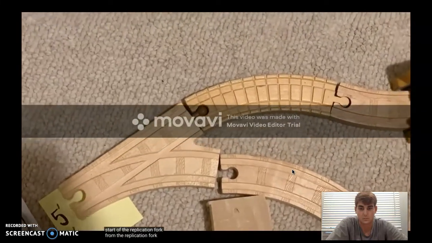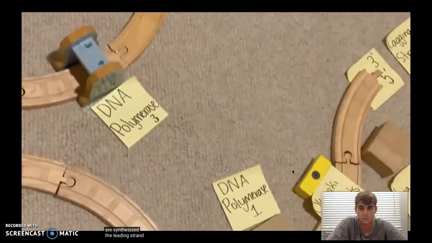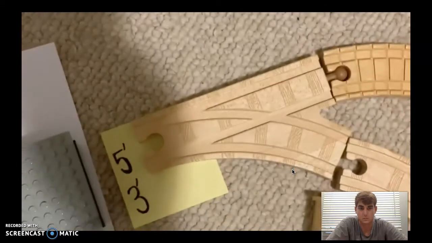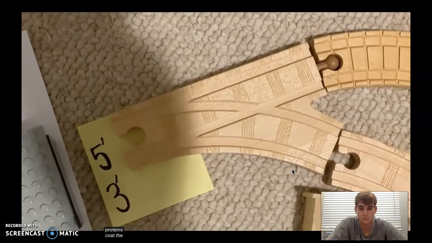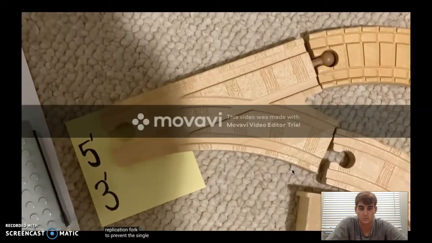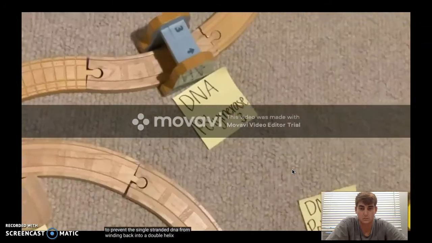From the replication fork, 2 strands are synthesized, the leading strand and the lagging strand. Very small, single-stranded binding proteins coat the single strands of DNA near the replication fork to prevent the single-stranded DNA from winding back into a double helix.